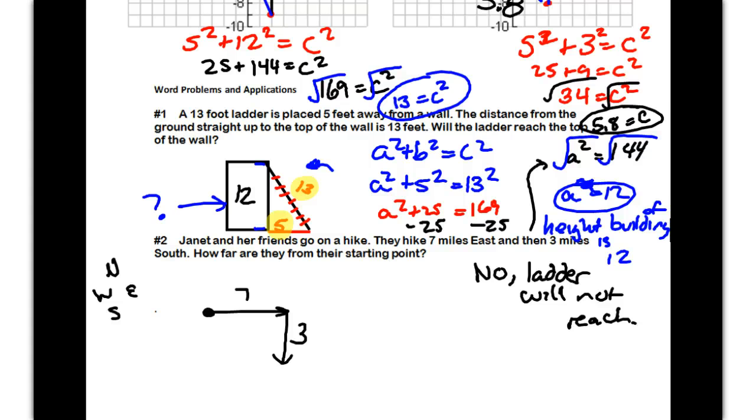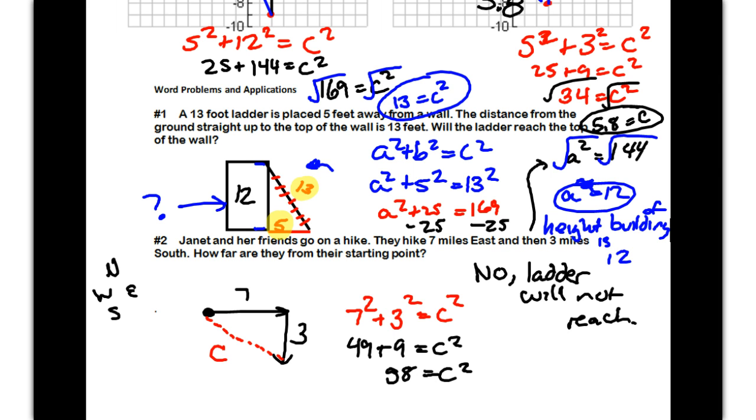Well, you'd probably say they were 10 miles away. Well, that's how far they've walked. But if you just look as the crow flies, the straight distance from the starting point to where they are, that's what we want to know. So set the Pythagorean Theorem up. 7 squared plus 3 squared equals c squared. 49 plus 9 equals c squared. 49 and 9, add that together, that gives me 58. And if we take the square root of 58, somewhere less than 8, 7 point something I would imagine. The square root of 58 is 7.6. So that would be how far they are, in miles, from their starting point.